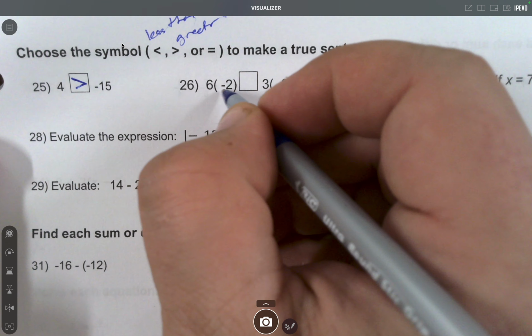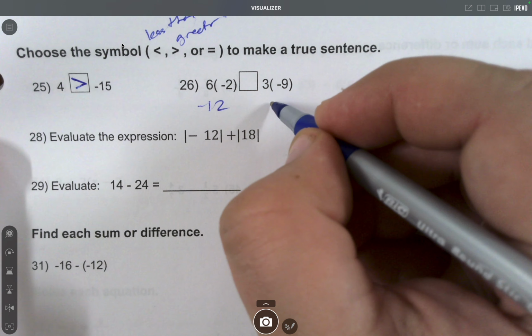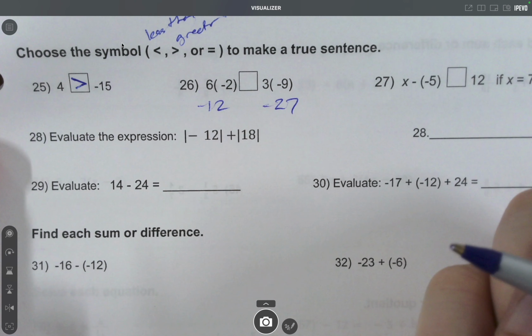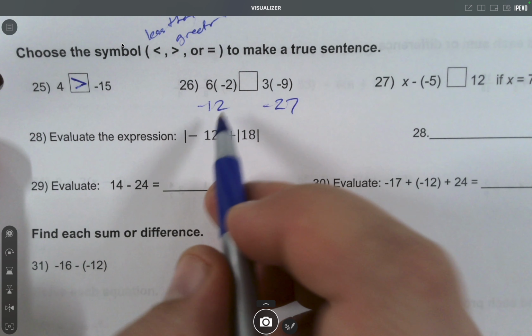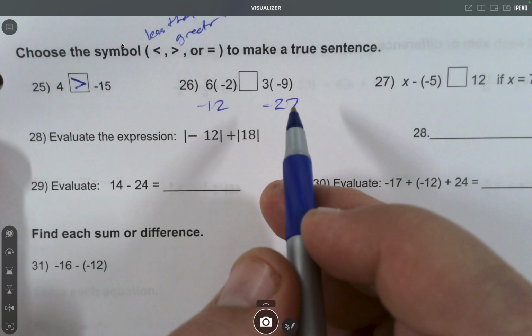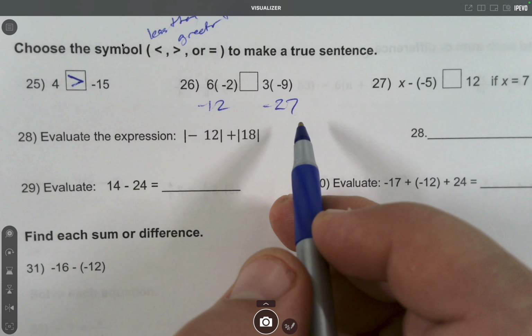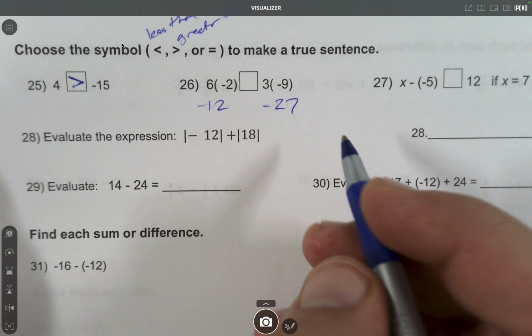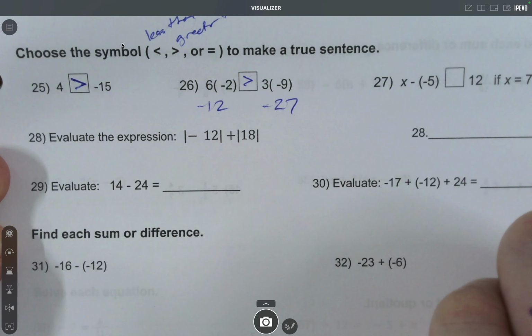26, we need to simplify this first. We get negative 12 for 6 times negative 2, and negative 27 for 3 times negative 9. Okay, now this is the bigger number. It's closer to 0 than this one. This one is farther down the negative line. It's a bigger negative number, but that means it's actually smaller because it's way farther left on the line. So this one says negative 12 is greater than negative 27.